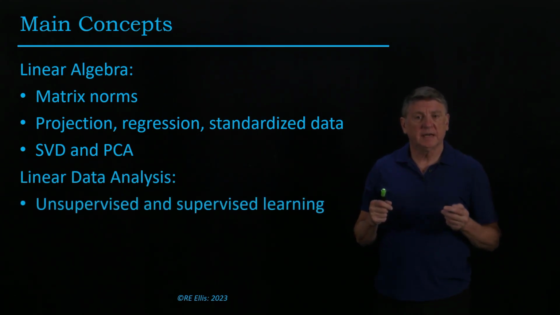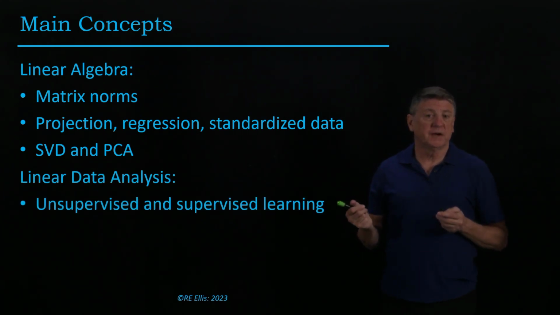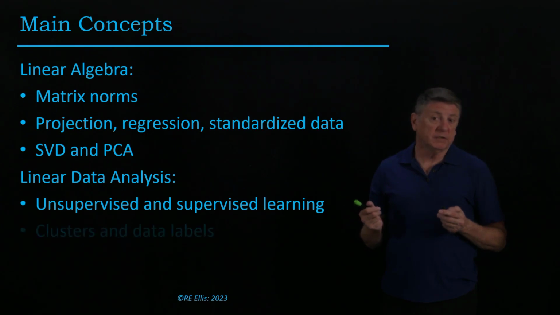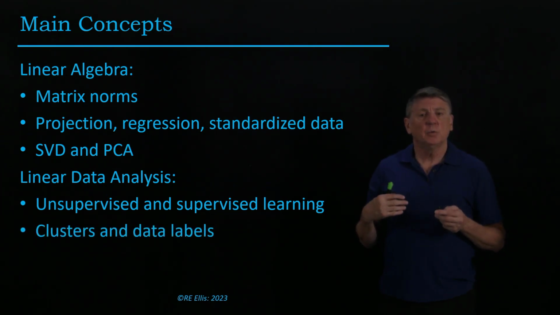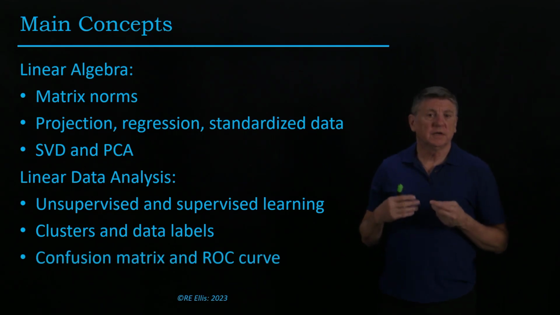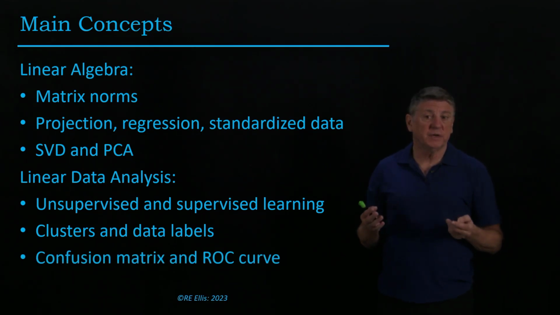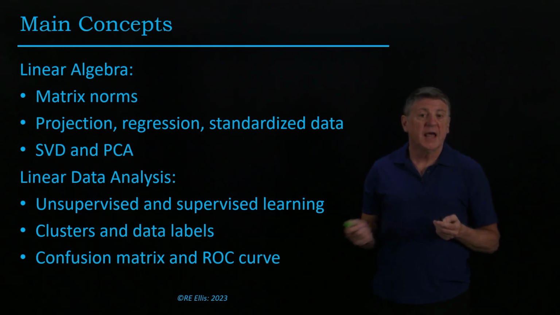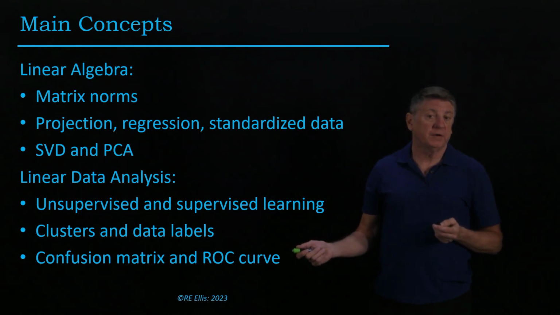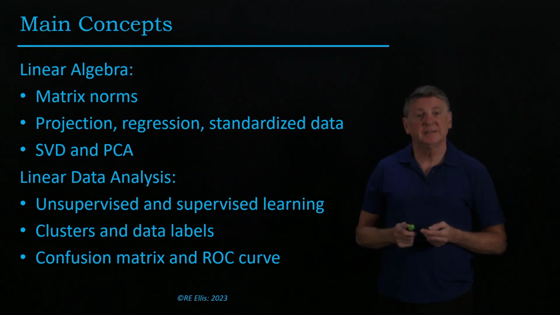In linear data analysis, we'll go through unsupervised and supervised learning. What that really means is we're going to look at clusters and data labels, and we'll end these sessions with an exploration and recall of what a confusion matrix is for binary classification and what the receiver operator characteristic curves mean in this context.